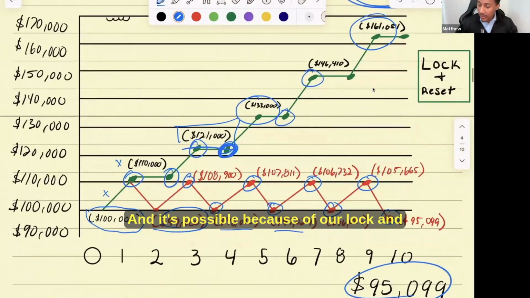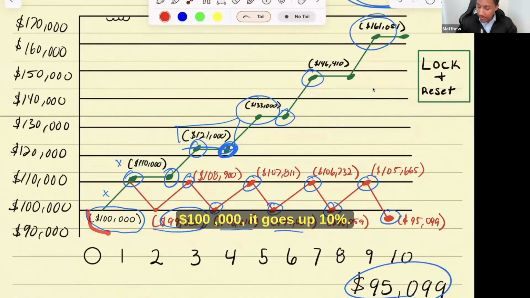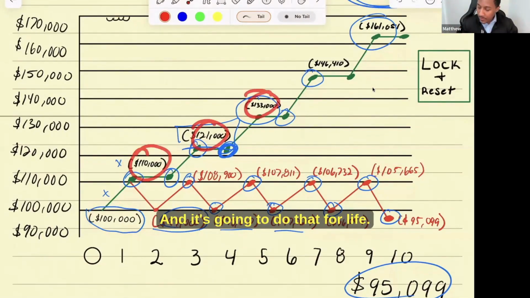And it's possible because of our lock and reset feature. Okay. So our principal 100,000, it goes up 10%. We're at 110. It locks and it resets itself every single year. And it's going to do that for life.